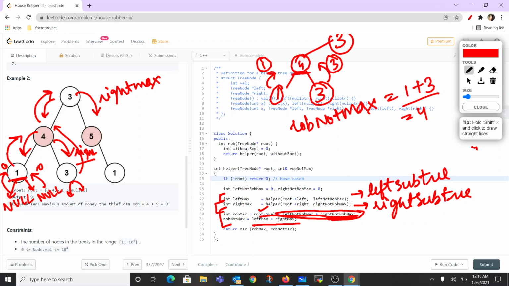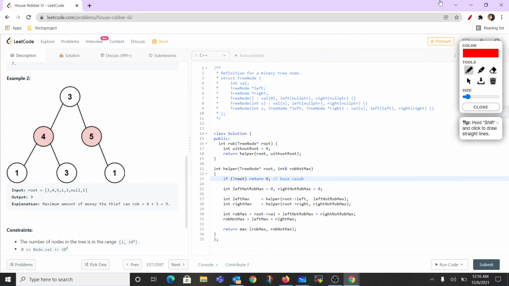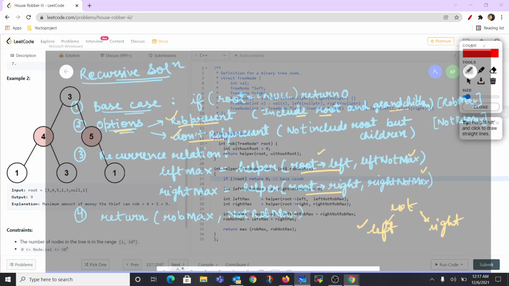So at this particular point the rob not max value is 4 and the rob max value is also 4. So it will return the maximum, which is 4 only. So it will return 4 to its root node. So this is how things would be done in this. For more clarity, let me explain a few more examples.